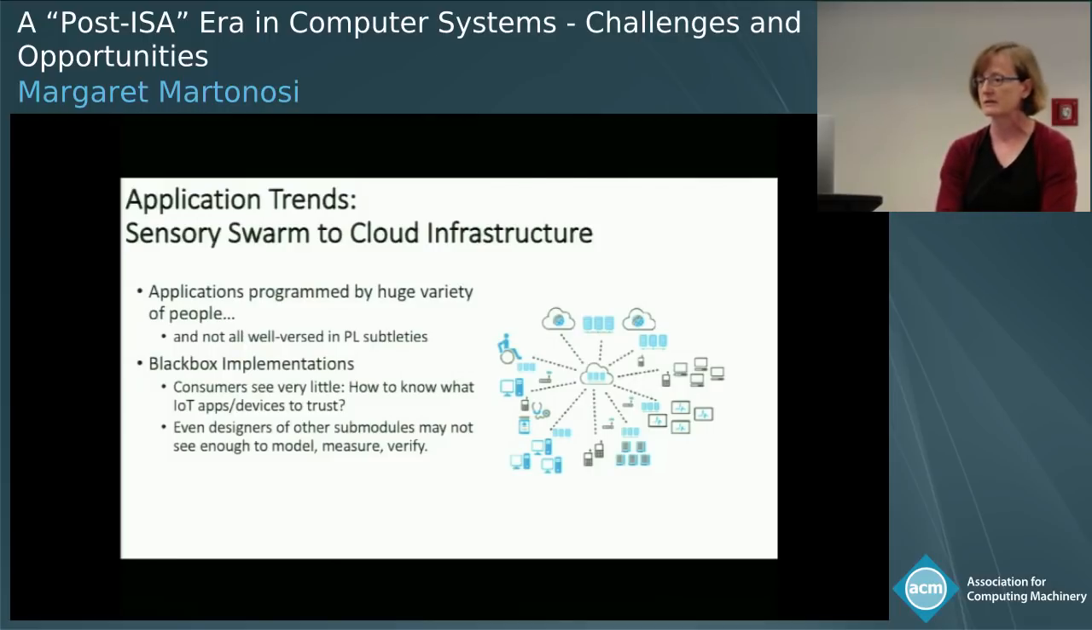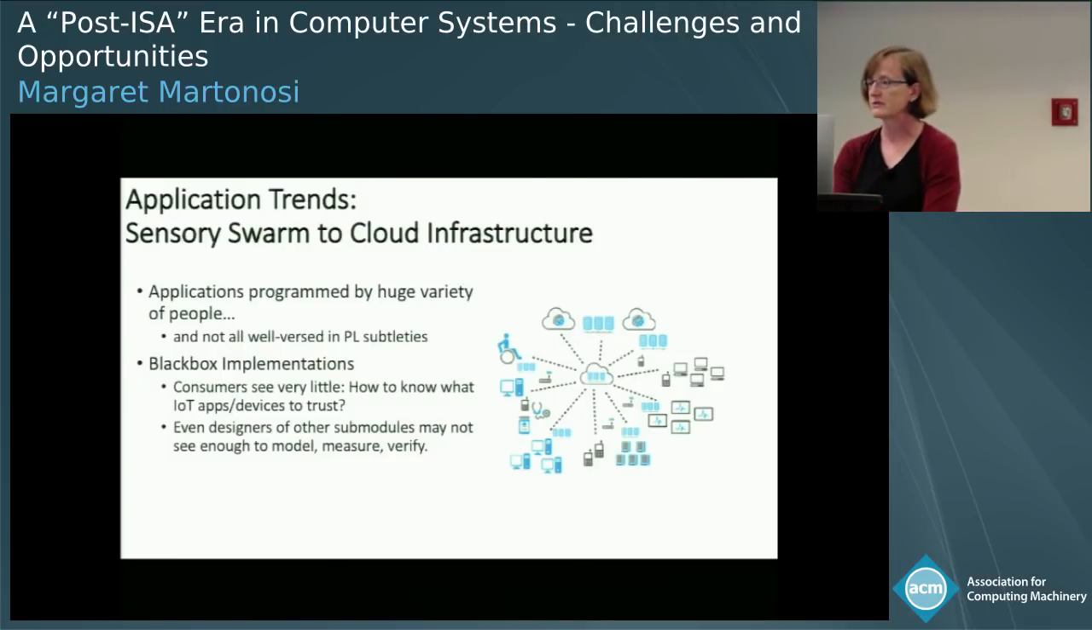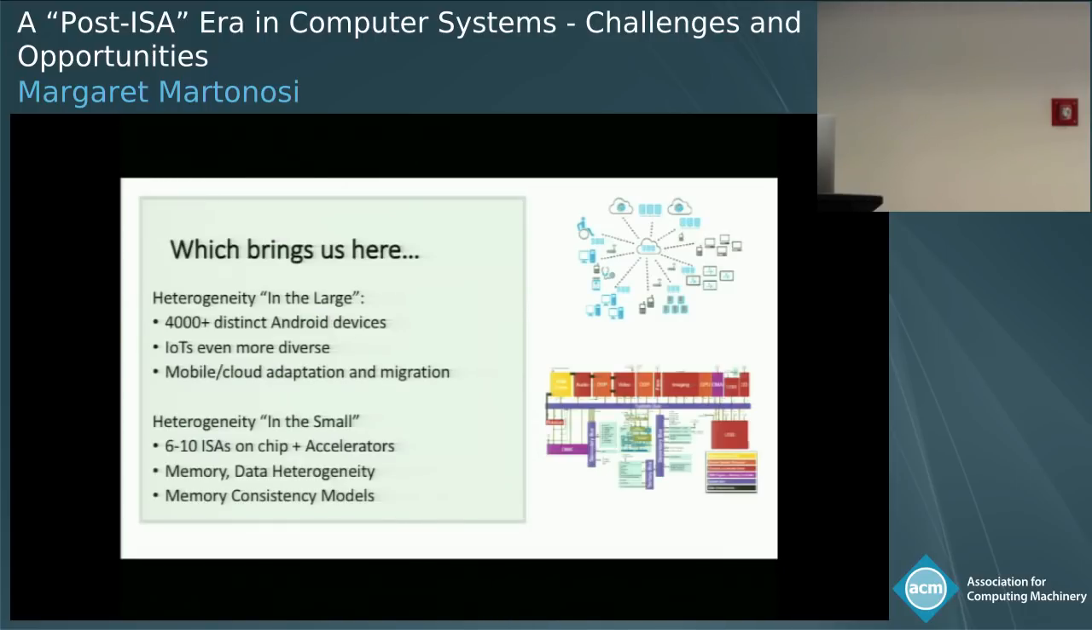Even well-versed designers in this ecosystem may not be allowed to see the details of other parts of the system in a way that helps them navigate everything they need to know in order to model these systems, measure them, verify them, and so forth. So that brings us here. There's heterogeneity in the large, this vast diversity of devices that we're programming towards across many different vendors with many different hardware-software interfaces in play.